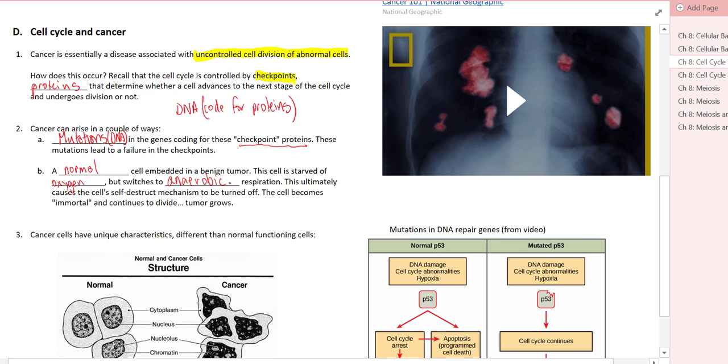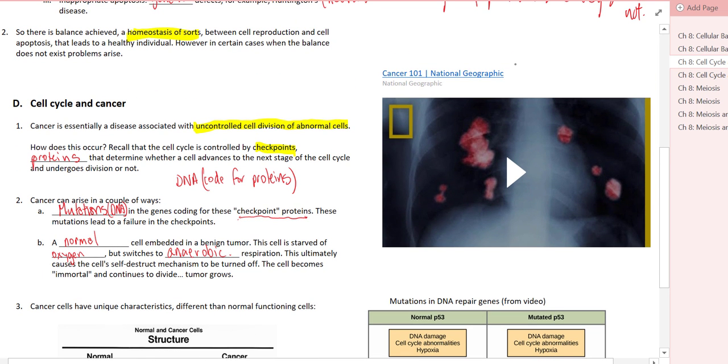But an extended period of anaerobic respiration in a cell can ultimately cause the cell's self-destruction mechanism, that apoptosis, to be turned off. The cell then becomes immortal in a sense, and it will continue to divide, and a tumor will grow. Now, that tumor could still remain benign, right? And if you watch this video, which I do recommend, do a YouTube search on Cancer 101 National Geographic, and it'll emphasize that difference between a benign tumor, which is localized and stays put, versus malignant tumors, in which as the cells grow and divide, those cancerous cells invade surrounding tissue.